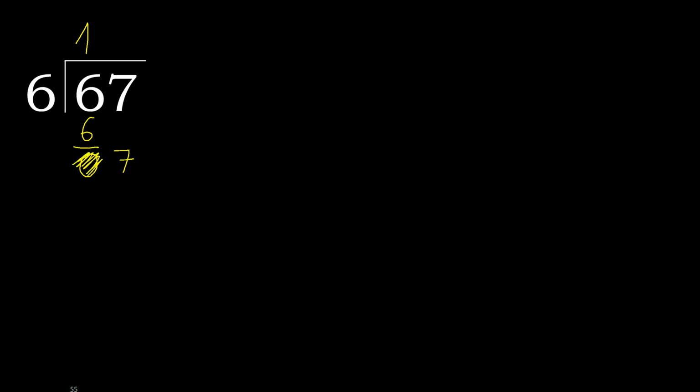Eliminate 0 on this side: 7. 6 multiplied by 2 is 12. 6 multiplied by 1 is 6. Okay. 7 minus 6 is 1. Here, there is no number, therefore complete, always complete with 0.